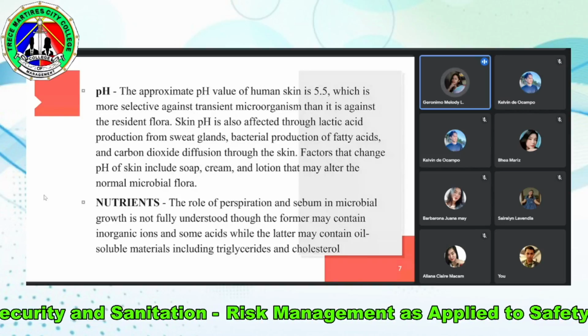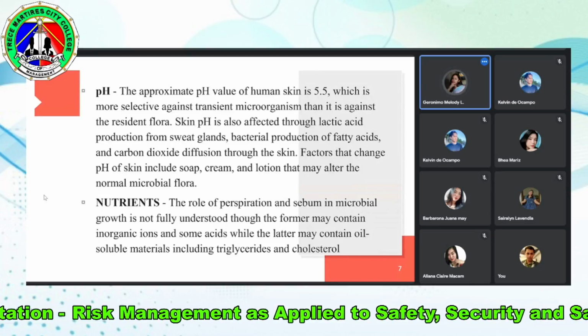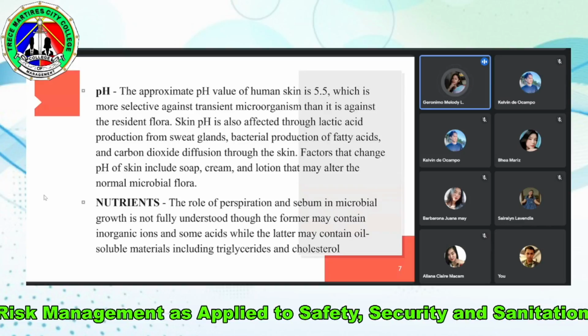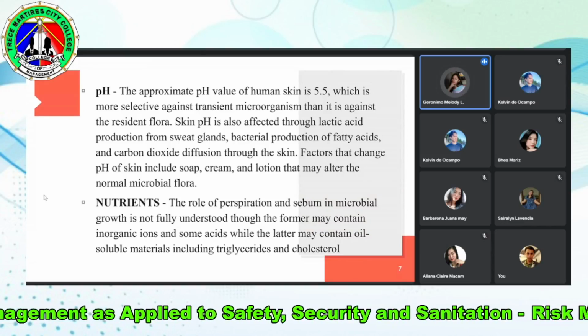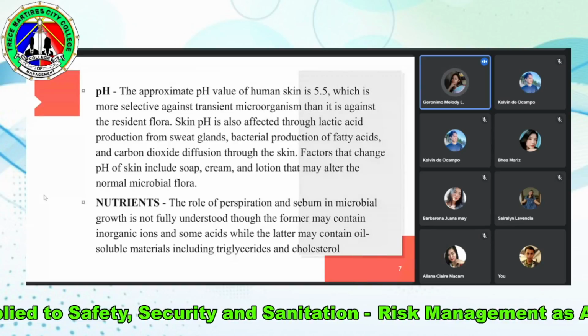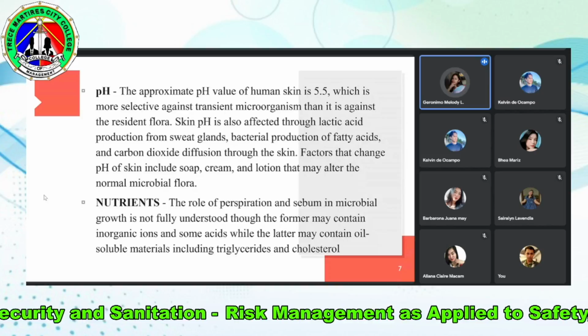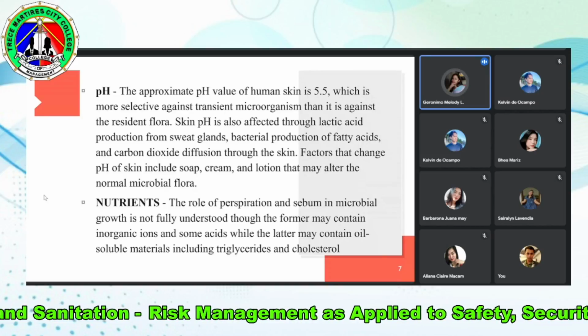So, once na ikaw daw ay pawisin, it is a sign daw po that you are healthy. At ngunit kapag hindi naman daw po, maari daw po mag-cause ito ng dehydration. And once you are oily, it's because of overproduction ng sebum and it can cause blackheads and pimples.